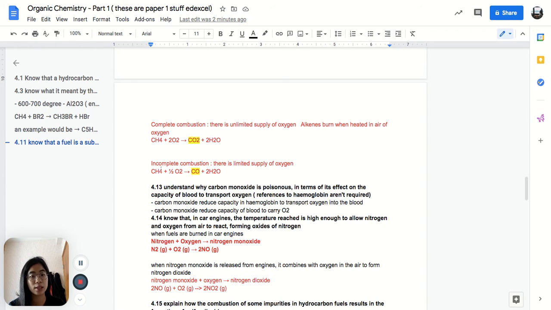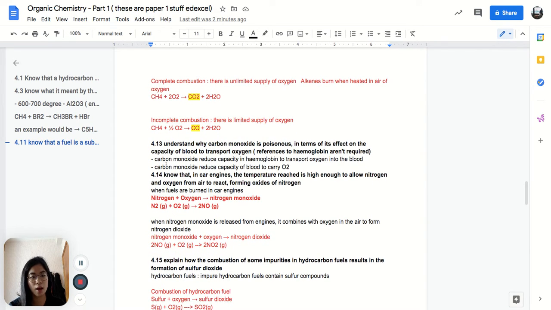While in incomplete combustion, there is a limited supply of oxygen, so it would come out as carbon monoxide, which is poisonous. And I will talk about why it's poisonous in the next point, which is this.